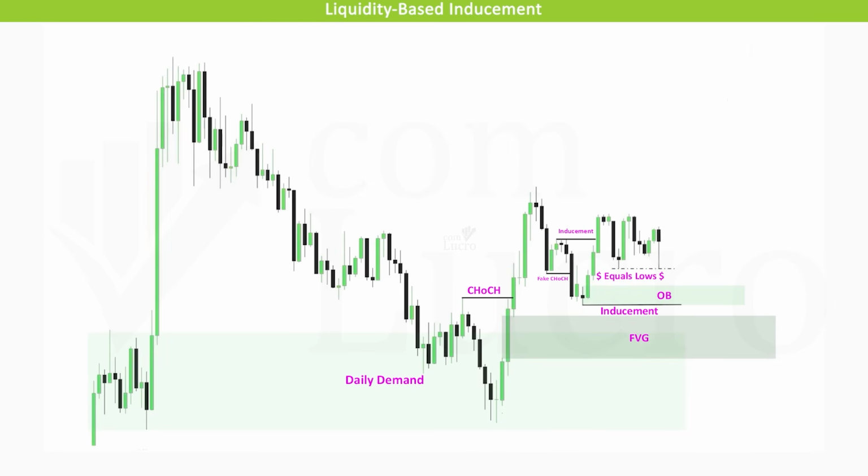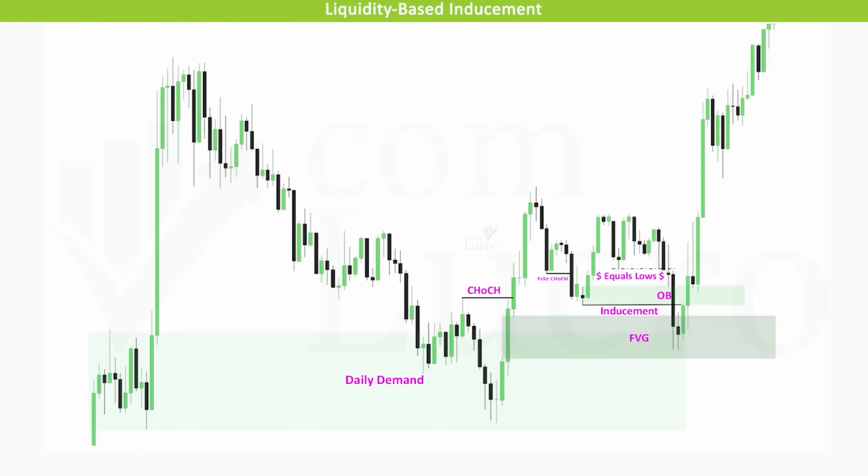It exists purely as an inducement. Its only purpose is to lure traders in early and attract even more premature sellers before price reaches the major true point of interest below. Smart money uses this small order block to generate additional stop losses beneath it, increase available liquidity to fuel the real move, and encourage retail traders to enter early based on a false signal.